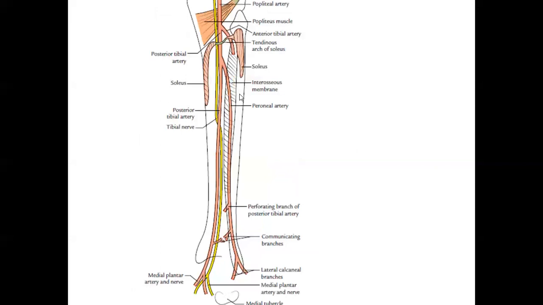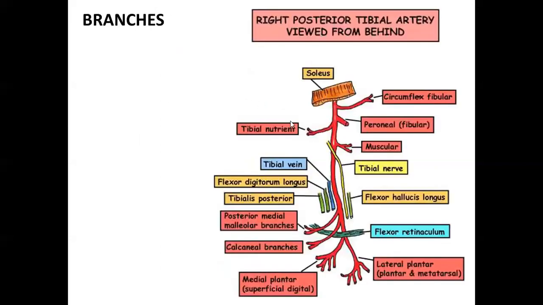Then, important viva question, we have a nutrient artery. So we have a peroneal artery or the fibular artery. Then we have the nutrient artery that goes to the tibia. The nutrient artery that goes to the tibia is the largest nutrient artery of the body. Again, a viva question.